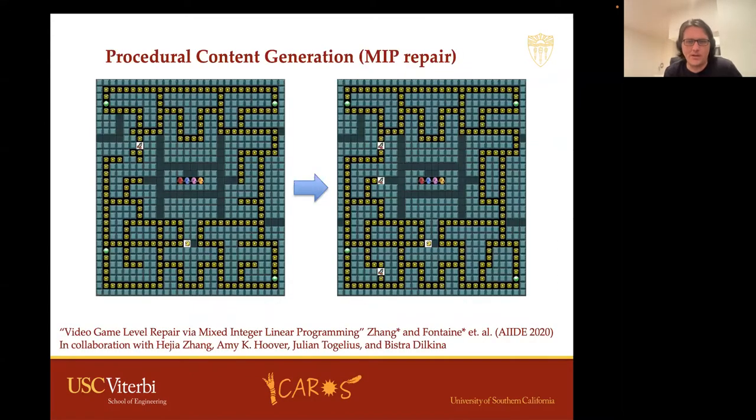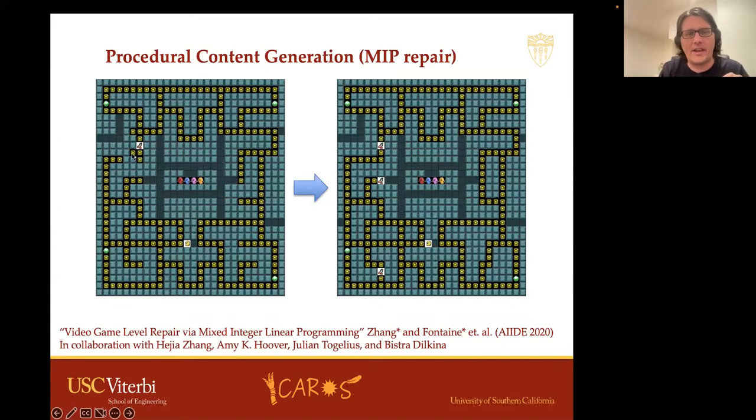The MIP repair was also done in another paper that was presented at AIIDE in 2020. One thing I want to point out is that modern MIPs scale to really large environments like Pac-Man. Here, Pac-Man has to reach all the power pellets for the level to be valid. We can solve that reachability problem really quickly with a MIP, and then have the min cost edit distance between whatever the GAN generates and something that's valid.